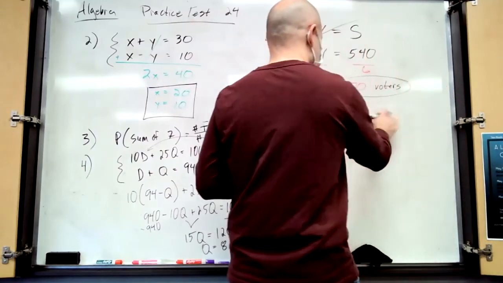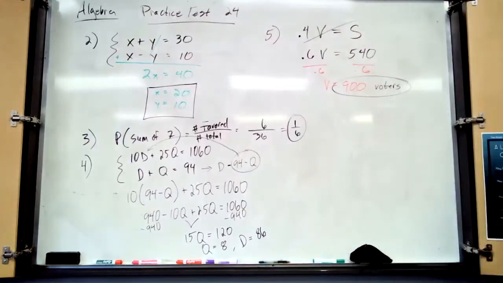Okay, you can run it through the scenario. 40% of 900 is 360. 60% or 540 chose the other candidate. So 360 plus 540 is 900. That makes sense.